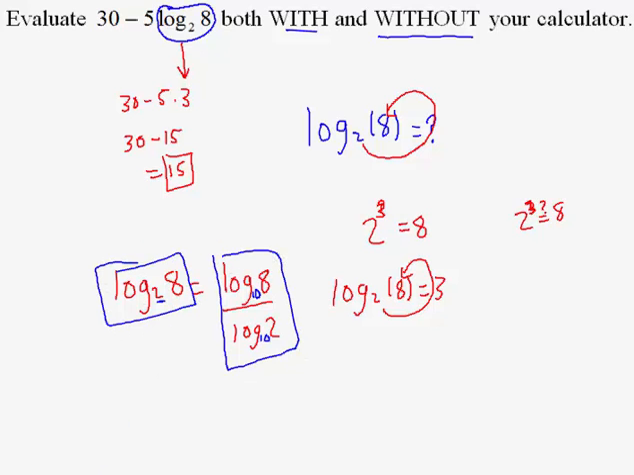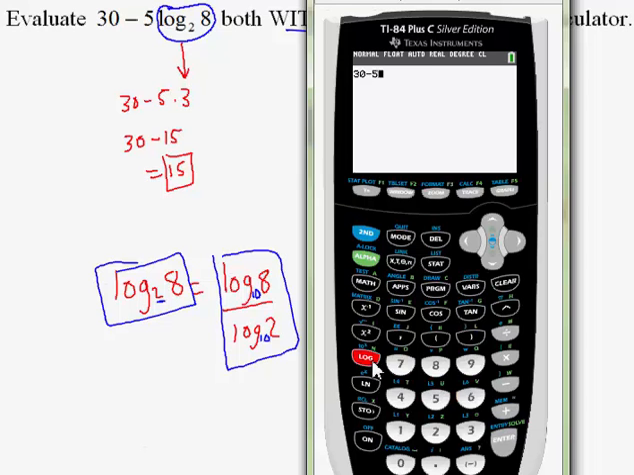So back to my calculator, I'm going to do log of 8, and then I divide by the log of 2. And what I'm going to get here is the calculator knows that the log base 2 of 8 is 3, and it's going to do the same thing I did by hand and tell me the answer is 15.